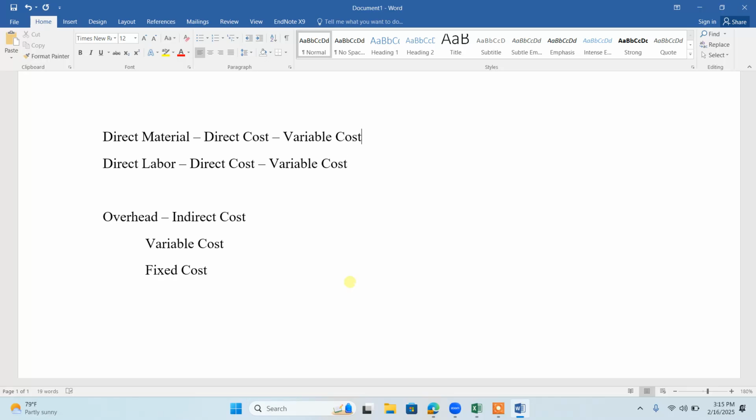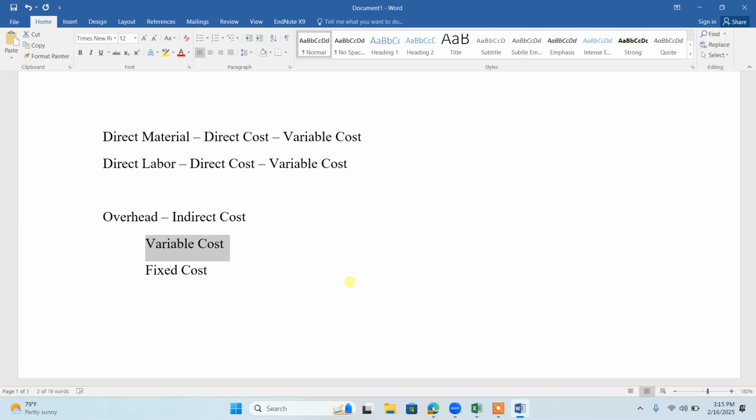Whether you are following the absorption costing method, the ABC costing method, or the marginal costing method, for all of these costing methods, direct material and direct labor are the same. The only different thing is that we need to understand the overhead cost. For example, in marginal costing, you only consider the variable cost. So these two are variable, plus the portion of the overhead which is variable.